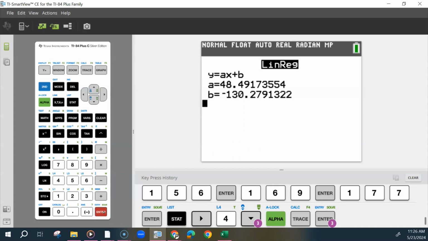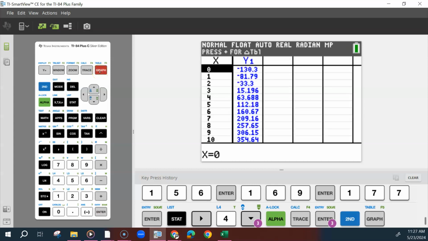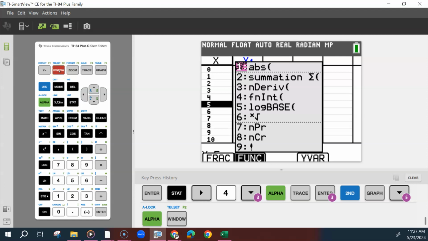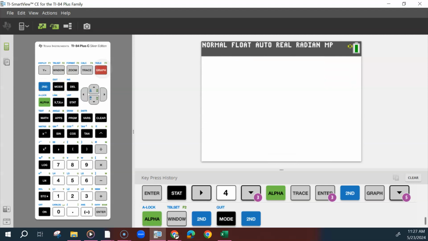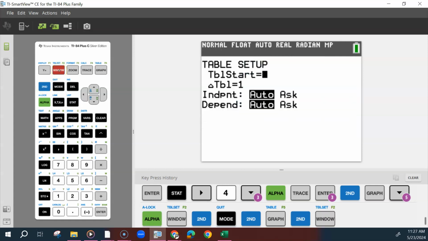So we need to find the weight of someone who's 4.95 feet tall. So we're going to go into the table. And 4.95 feet would be around 5. But I want it specifically at 4.95, so I'm going to change this by going into the table set, second window. Try again. In second window, I'm going to change this to 4.95.